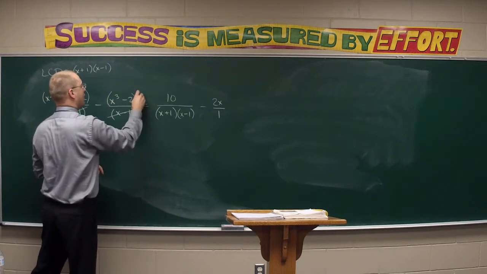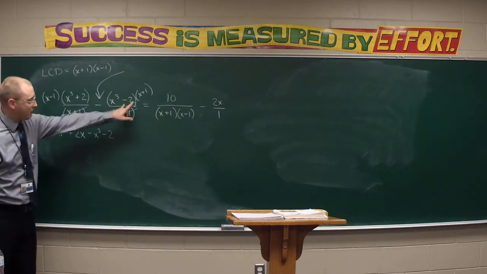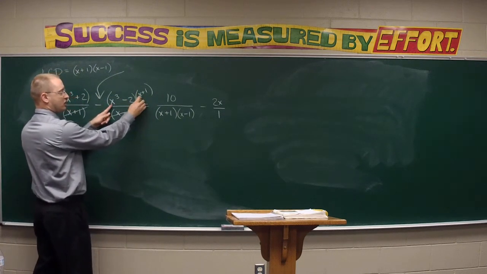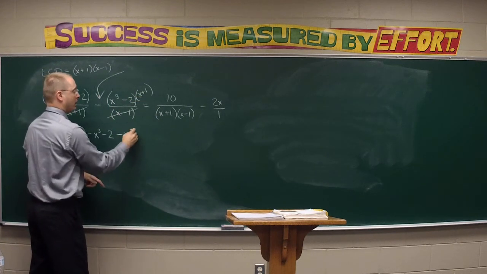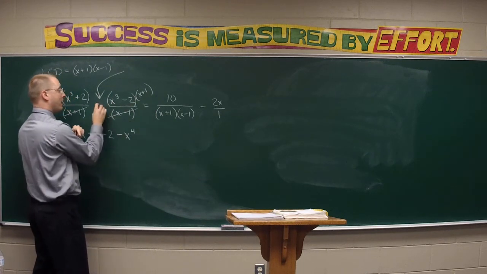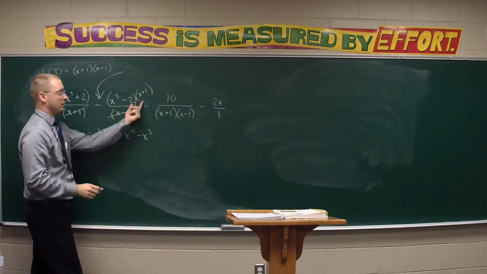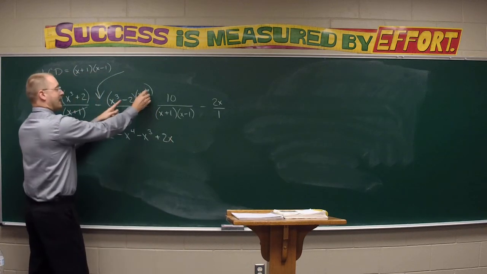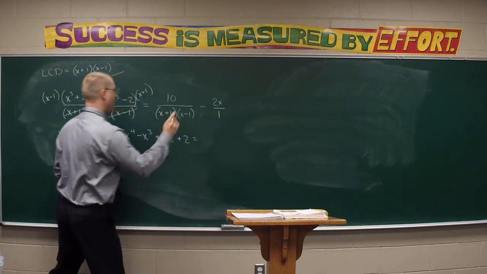Now, this is harder because of the negative. I have to double distribute and change the signs. Let's take it in 2 steps. Distribute first. First is x cubed, but negative x cubed. Outer, inner: negative 2x becomes positive 2x. Last: negative 2 becomes positive 2.